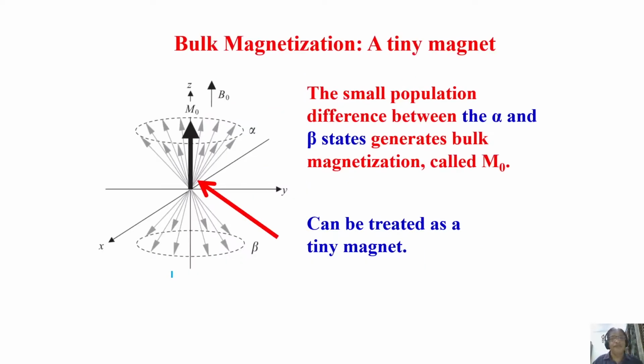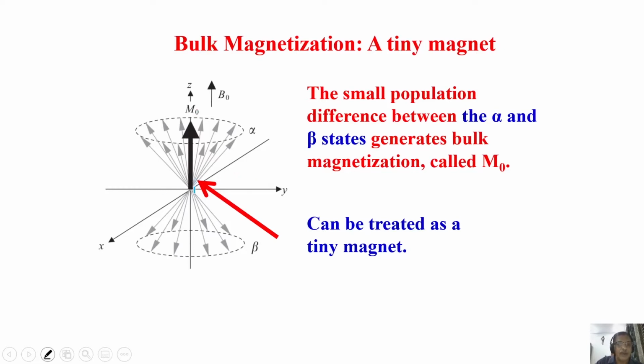In the last class, I introduced a term called bulk magnetization, which I said is the population difference between the alpha and beta spin states. Due to random phase approximation, the x and y components of each individual magnetic moment in the xy plane get averaged out. As a consequence, there is no magnetization in the xy plane.